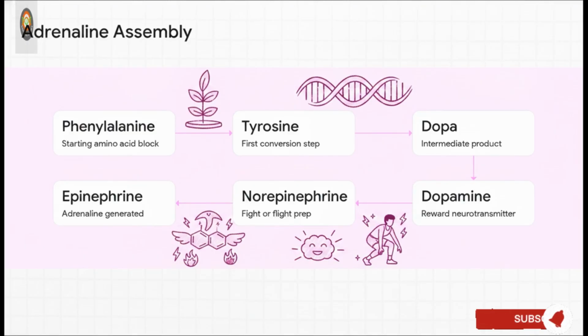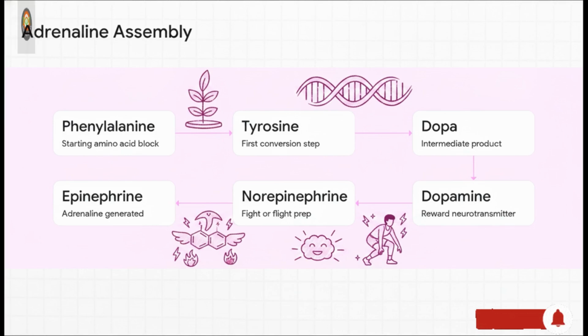Let's look at the assembly of adrenaline. We start with just one single amino acid, phenylalanine. It gets converted to tyrosine, then DOPA, then to dopamine, the neurotransmitter responsible for reward and pleasure. Then it becomes norepinephrine, and finally, epinephrine, which is also known as adrenaline. It's a literal biological assembly line. One single dietary amino acid ultimately generates all of our essential catecholamines that drive your entire fight or flight response.